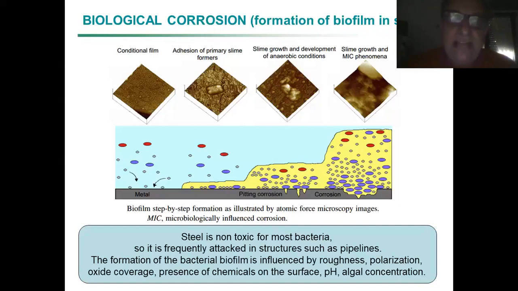Then the slime forms, the kind of slime which includes the secretions from bacteria and algae, and in the end you have this kind of microbiologically influenced corrosion. That means there is not just biological corrosion, but also chemical corrosion. There is, because corrosion can be of three types, we can conclude. There can be a chemical corrosion, so the fact that there is a dipole.